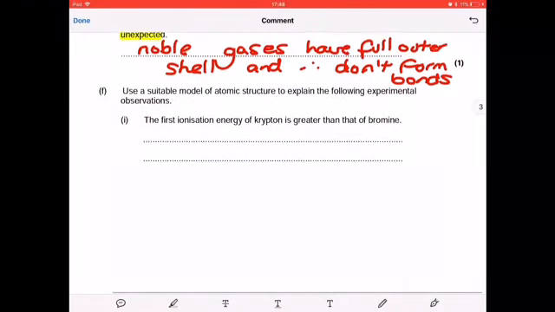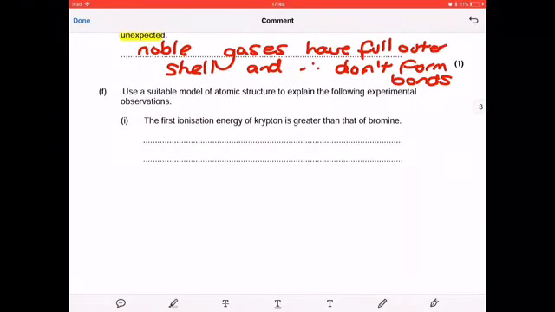Lastly, it says, using a suitable model of atomic structure, explain why the following experimental data can be observed. The first one is that you're looking at the first ionization energy of krypton and bromine. Now, both krypton and bromine are in the same period. However, you need to explain why it's harder to take an electron from krypton than it is from bromine.